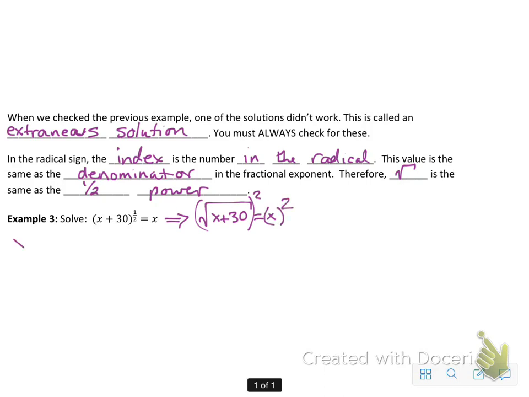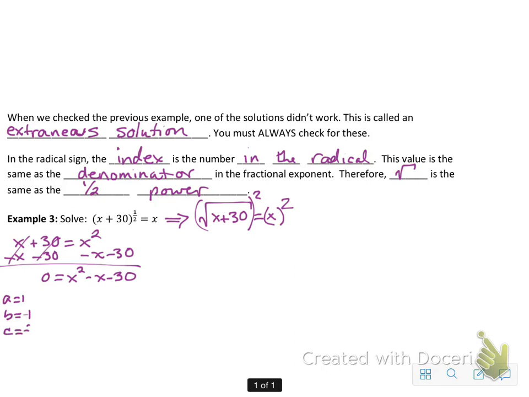So our equation is really x plus 30 is equal to x squared. X squared causes this to be a quadratic function, which means we need one side to equal 0, so we subtract x and we subtract 30. So that 0 equals x squared minus x minus 30. Well, now we get to do what we did on the last problem, which is the quadratic formula. A equals 1, b equals negative 1, c equals negative 30.